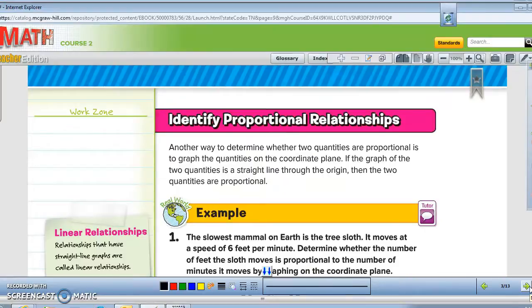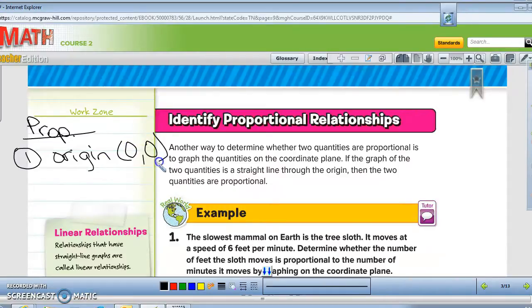Now we're going to look to see how we can figure out if a graph is proportional or not. It says another way to determine whether 2 quantities are proportional is to graph them on the coordinate plane, and if the graph of the 2 quantities is a straight line through the origin, then the 2 quantities are proportional. So in order for it to be proportional, it has to have 2 things. One, it has to go through the origin, which is the point 0, 0, and it has to be straight. So if your graph does these 2 things, then it's proportional.